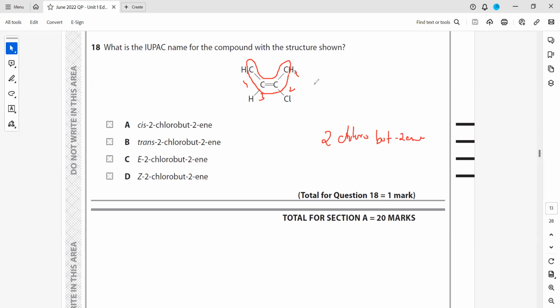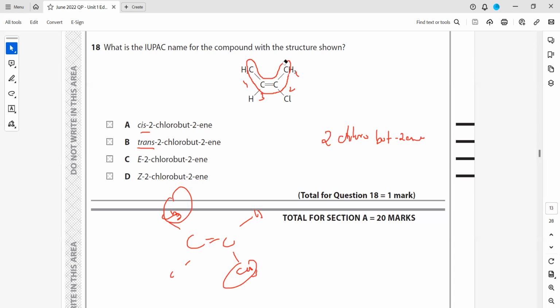But what about the nature? Is it cis or trans? Cis and trans cannot be used, because cis and trans are the terms which we use when identical groups are attached. Like if CH3 was here, another CH3 is there. When we compare the identical groups and their position, then we use the terms cis and trans. But here we cannot use the terms cis and trans. So it can be E or Z. E means opposite side and Z means same side.